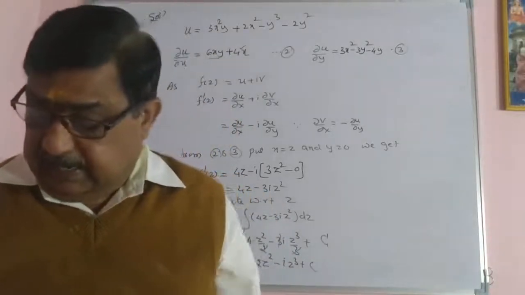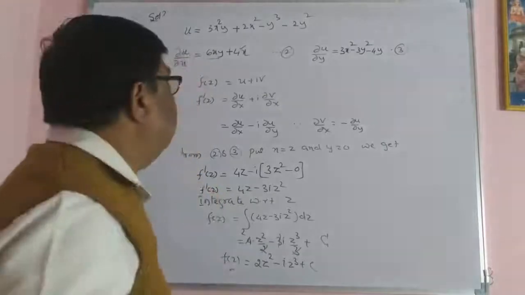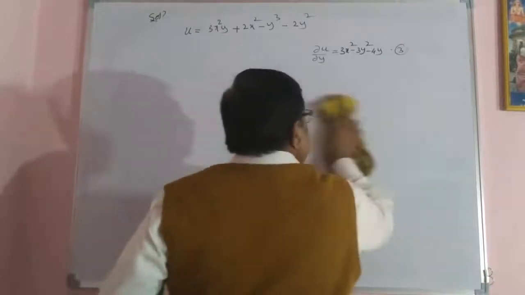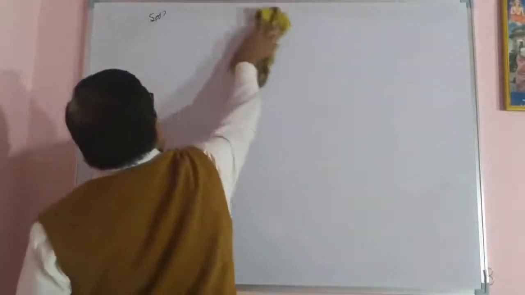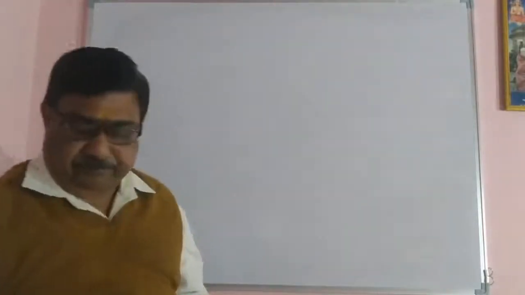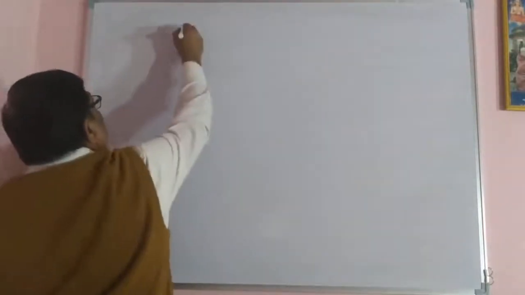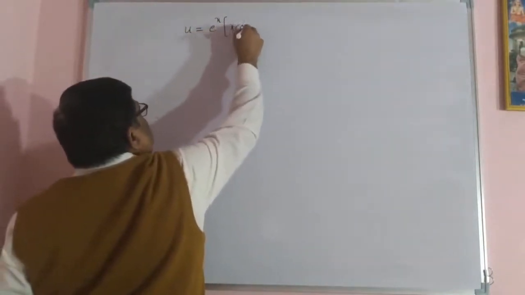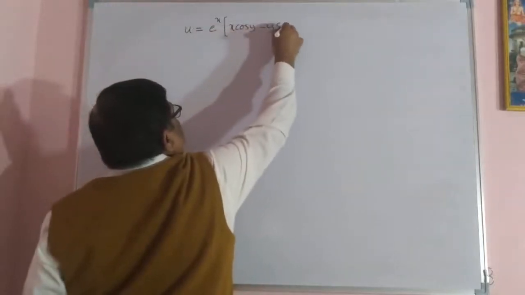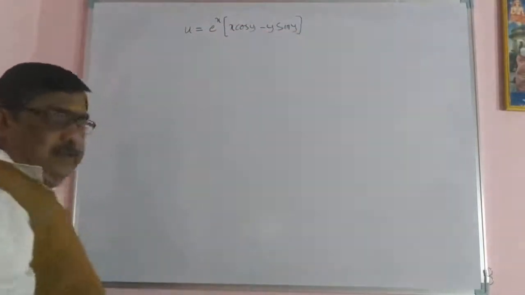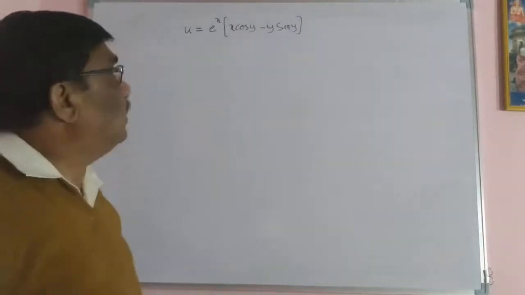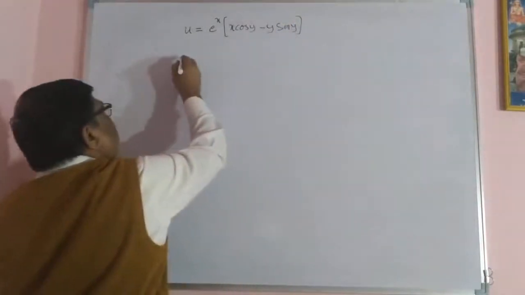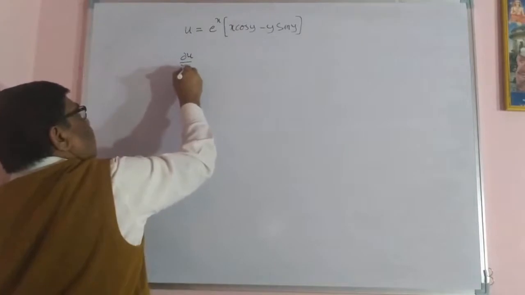Then let's take another different example. Construct that analytic function if u is given by u equal to e raised to x into x cos y minus y sin y. Construct that analytic function.